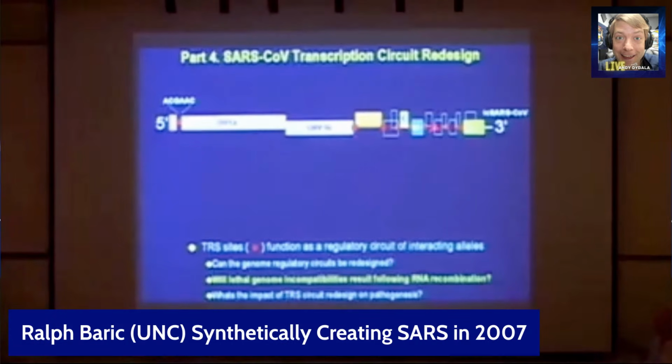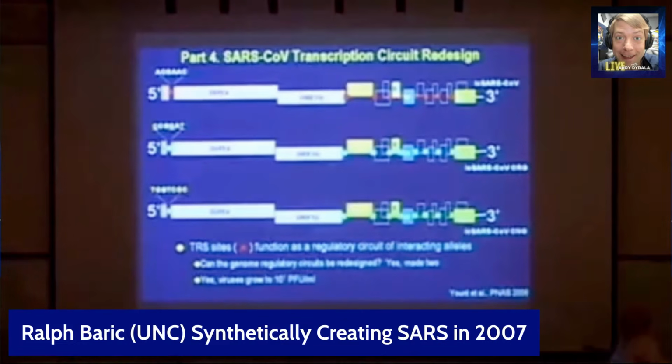Now, remember I said in the case of wild-type SARS, these red box elements are absolutely essential to make subgenomic messenger RNAs. If the leader RNA red box element can't communicate with these body red box elements, this virus is dead. So we asked a couple questions. Can we change the regulatory circuits? Can we redesign them? If we redesign them, will it act as a genetic trap that will cause lethal genome incompatibilities following recombination? And what's the impact of the new circuits on pathogenesis?